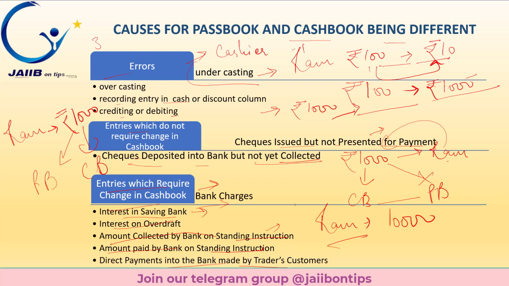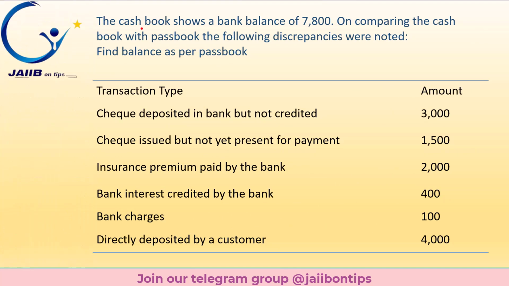I hope these errors or these causes are clear to you all. Let's understand this with an example. The cash book shows a bank balance of 7,800. On comparing the cash book with the passbook, the following discrepancies were noted. Find the balance as per passbook.